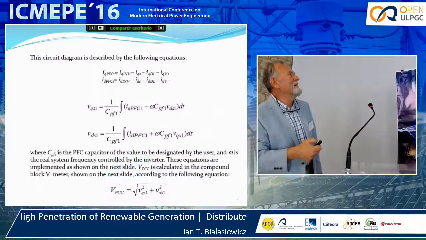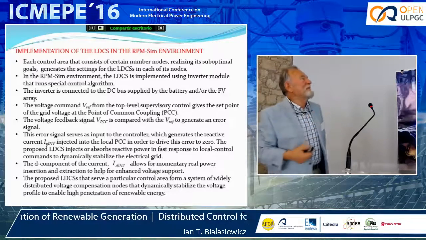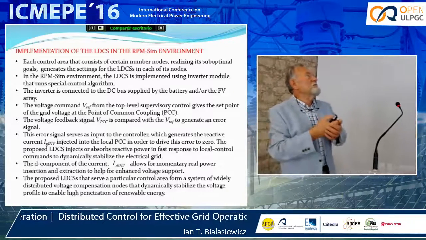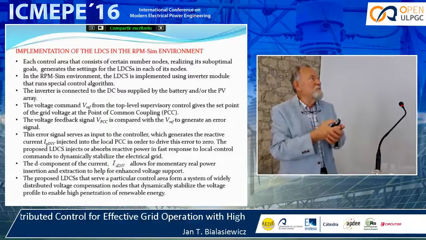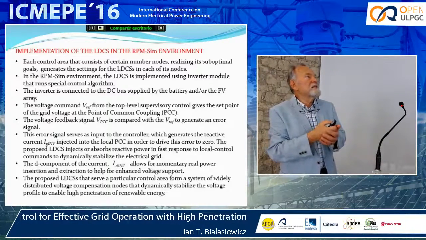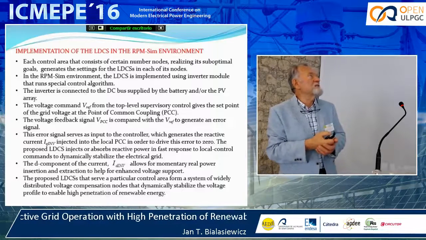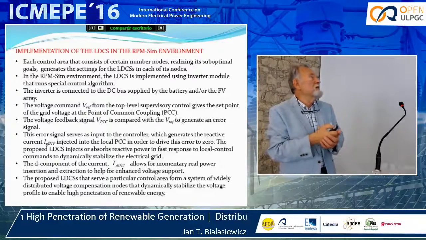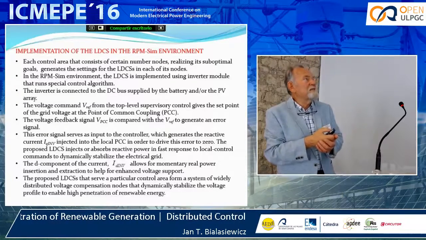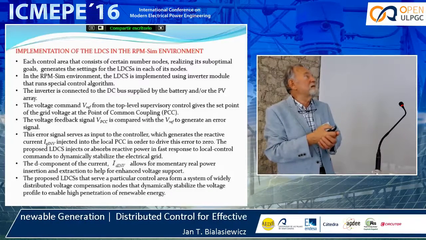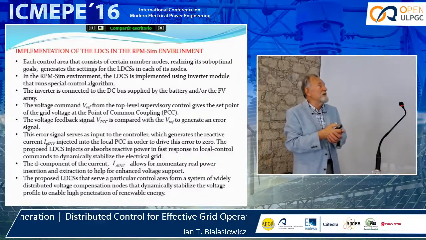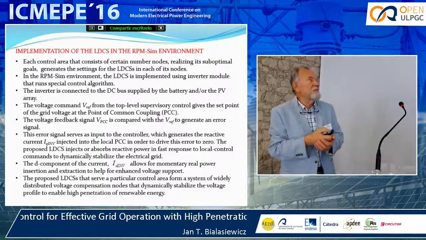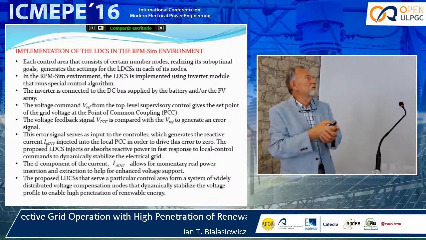Implementation of the LDCS in the RPM sim environment. Now, each control area that consists of a certain number of nodes, realizing its suboptimal goals, generates the settings for LDCSs in each of its nodes. In the RPM sim environment, the LDCS is implemented using an inverter module that runs a special control algorithm. The inverter is connected to the DC bus supplied by the battery and/or the PV array.